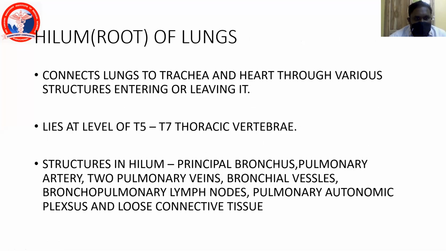Hilum. Root of the lung connects the lung to the trachea and heart through various structures entering or leaving it. Lies at the level of T5 to T7 thoracic vertebra. Structures in the hilum: principal bronchus, pulmonary artery, two pulmonary veins, bronchial vessels, bronchopulmonary lymph nodes, pulmonary autonomic plexus, and loose connective tissue.